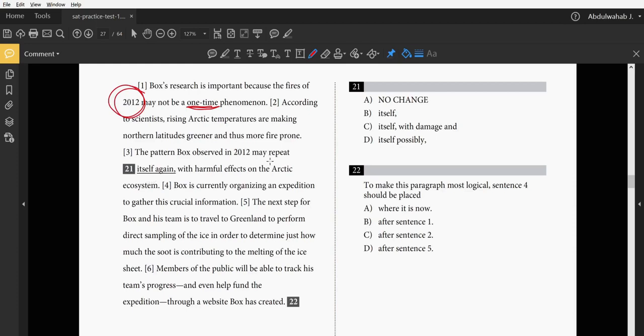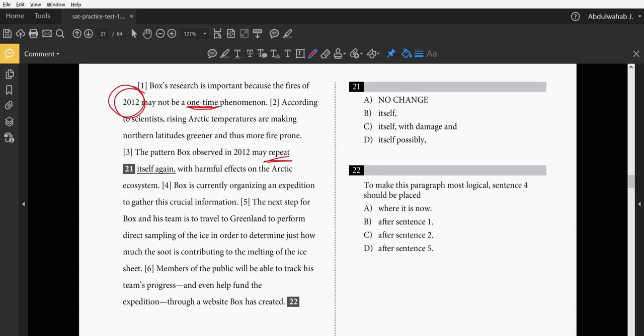So I'm going to stop right here for a second. What change should be made with the words "itself again"? Should it be just "itself," or "itself" with "harmful effects"? Now, here's the thing. When you're using the word "repeat," the word "repeat" alone indicates that something is happening again and again. So you may say the pattern Box observed in 2012 may happen again.